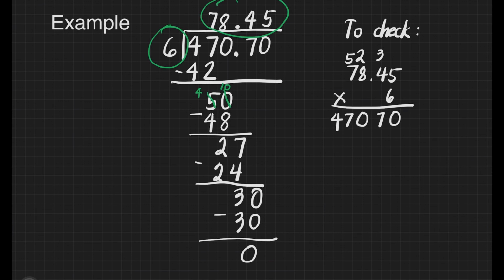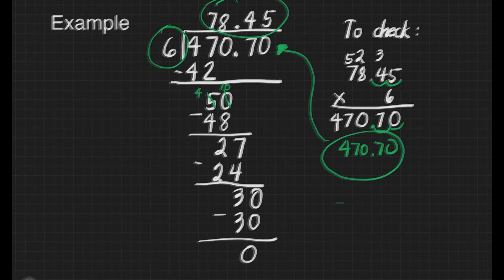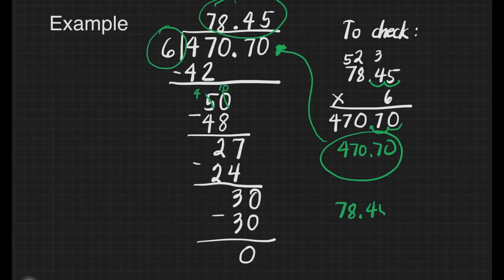How many decimal places do we have in our given? That's 2. It has to be reflected also in our answer. That's 470 and 70 hundredths, which is equivalent to our dividend a while ago. That makes our answer 78 and 45 hundredths correct. And that's it. We're done.